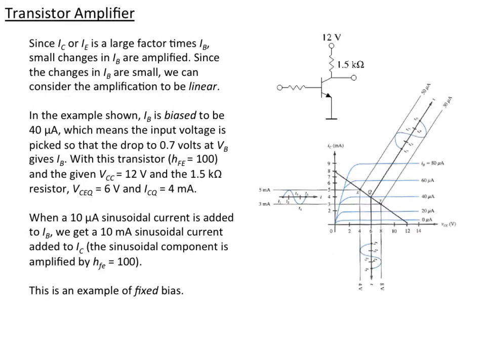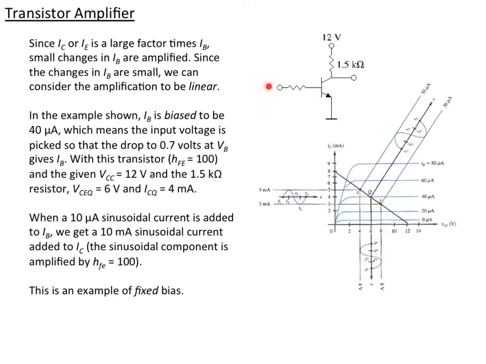So let's begin with the basic transistor amplifier. The current on the collector or emitter is a large factor times the base current. And so that's the basis of the amplification of the transistor. And we will want to make small changes in the current so that we can consider it to be a linear case. So we have a case here where we have a common emitter situation with an NPN transistor, and we pick the voltage on the base, we bias it, so that we will get a 40 microamp current flowing into the base.